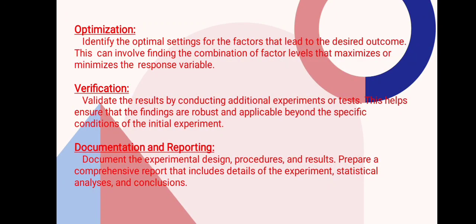Next is verification. Validate the results by conducting additional experiments or tests. This helps ensure that the findings are robust and applicable beyond the specific conditions of the initial experiment. So verification is the use of empirical data, observation, test, or experiment to confirm the truth or rational justification of a hypothesis. Next is documentation and reporting.